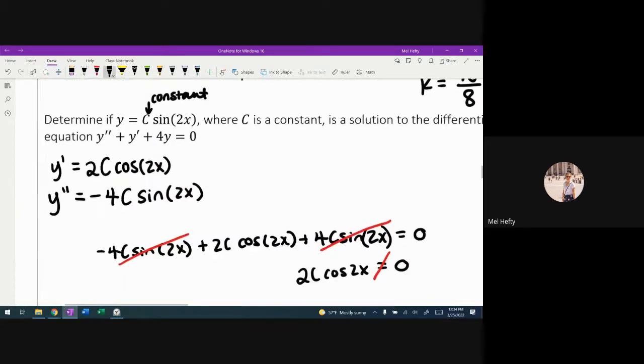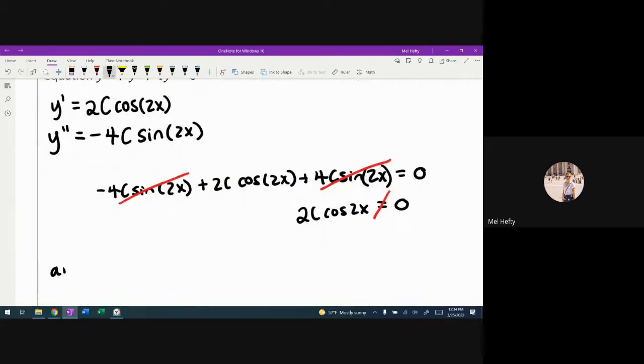So our conclusion, our actual answer, what is our actual answer? Yeah, it's not a solution. And when I say it is not a solution, I mean this function is not a solution. So c sine of 2x is not a solution.